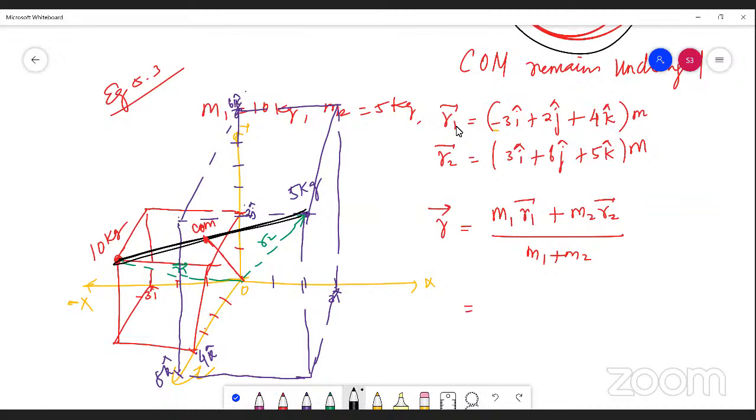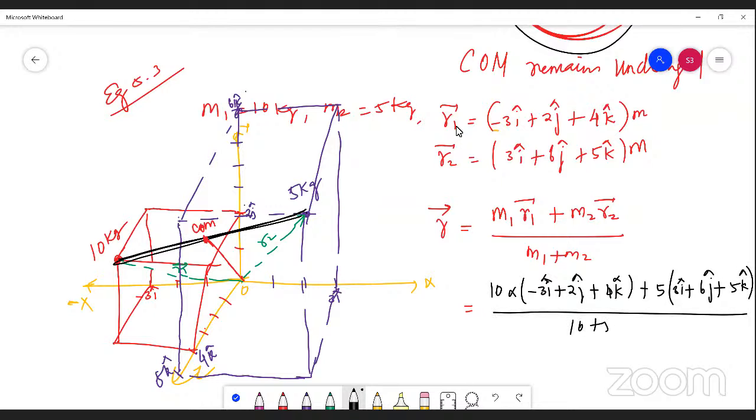Let me do the calculation here. m1 mass is 10 kilogram multiplied by r1 vector is given. Actually, from the diagram, I can write minus 3i cap plus 2j cap plus 4k cap, plus mass m2 is 5 kilogram and its position vector is 3i cap plus 6j cap plus 5k cap, divided by 10 plus 5. We just simply multiply the given value here.